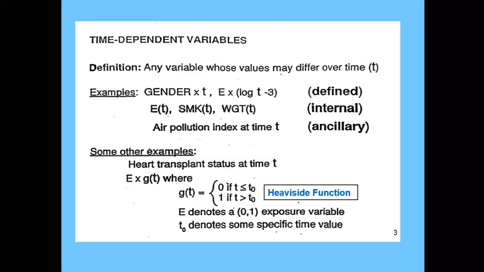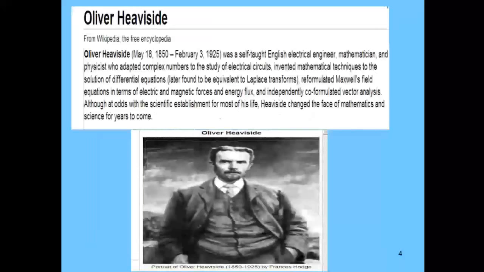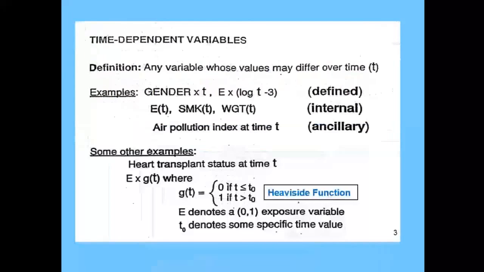Because there was a person named Oliver Heaviside. Not very funny, right? But this is the guy. It was an interesting guy. There's a whole little story about him, but this is what he looks like. He's the guy that suggested using this kind of function to deal with a situation when the proportional hazard assumption isn't satisfied. I'm not even sure if he knew what the proportional hazard assumption was, but he's the guy who had the idea. So it's Heaviside with an I, not with a Y.